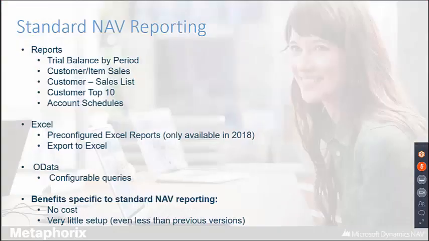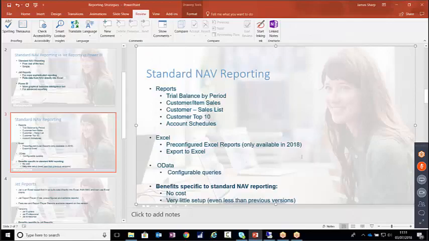So also included in standard NAV reporting is the ability to use Excel. There are 2 ways you can use Excel with standard NAV reporting. You can use the pre-configured Excel reports, which are only available in 2018, but they're just on the Role Center. And you can also export to Excel. So you can export a table, i.e. the customer table, the item table, straight into Excel, and then you can filter and manipulate the data from there. I'll just show you now how that works.